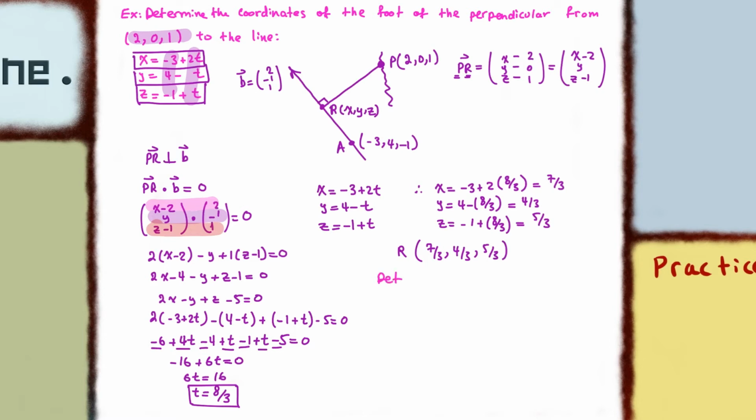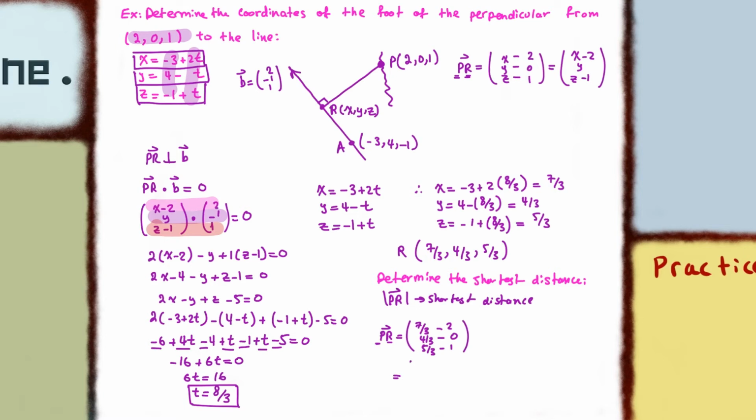Once we have all the points, we can also determine the shortest distance from the point to the line. In this case, since we have the point, we know the vector PR, and the magnitude of vector PR will be the shortest distance. So to find PR, we will subtract all the coordinates of point R by point P.